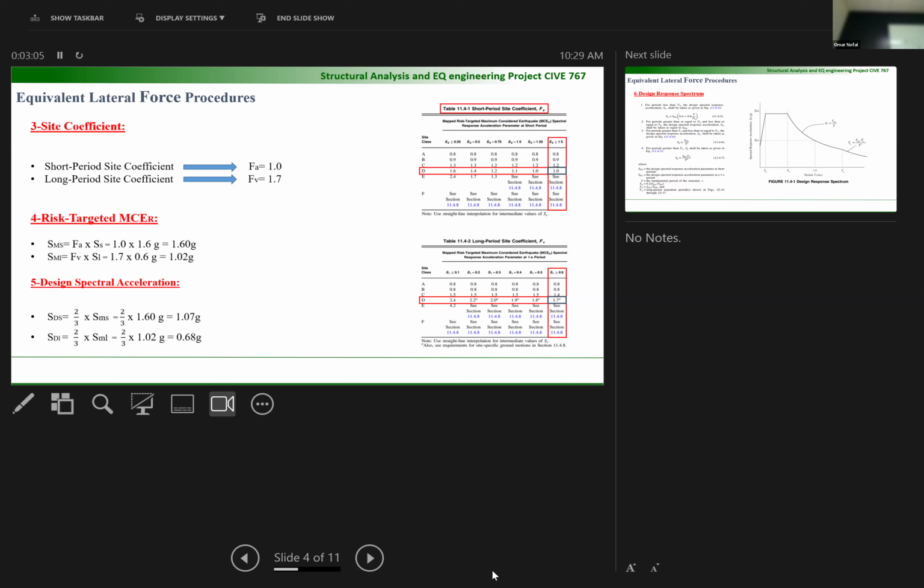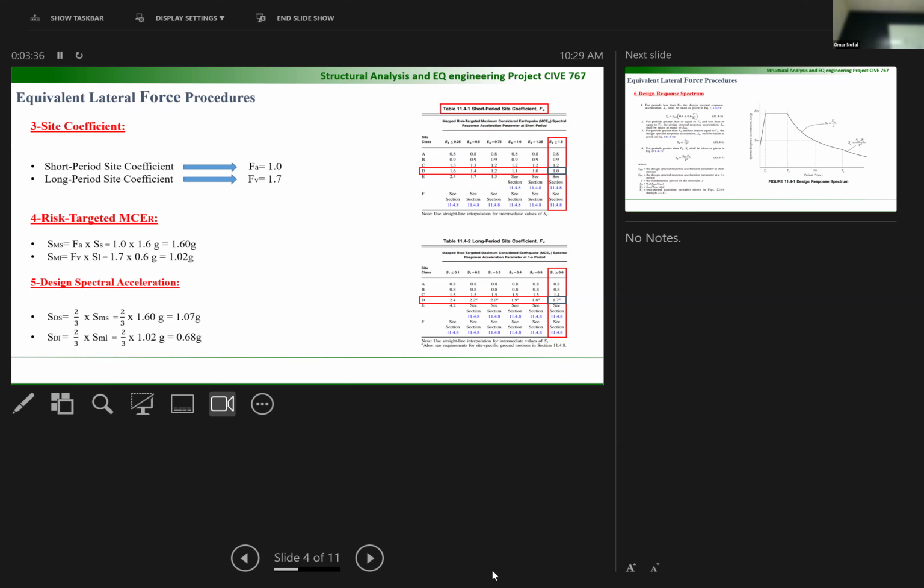So based on the soil class that you have and the SS that you got from the code, you will come to table 11, and then you will find out what the Fa is and what the Fv is. What is the short period site coefficient and the long period site coefficient? We find the two coefficients. We're going to do step number 4, risk-targeted maximum considered earthquake. So you take these two and multiply Fa by SS and Fv by S1.